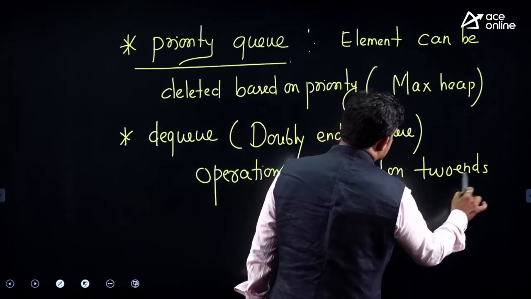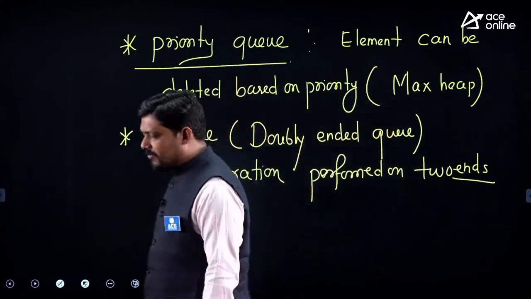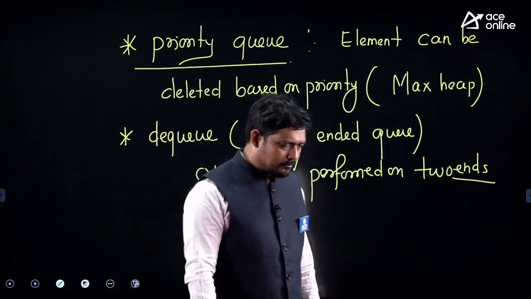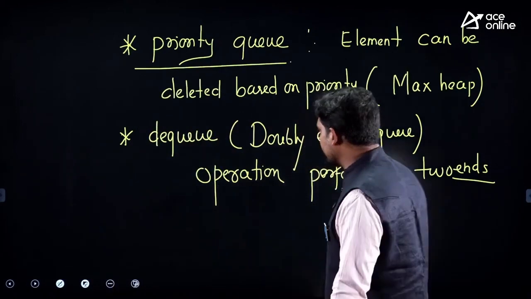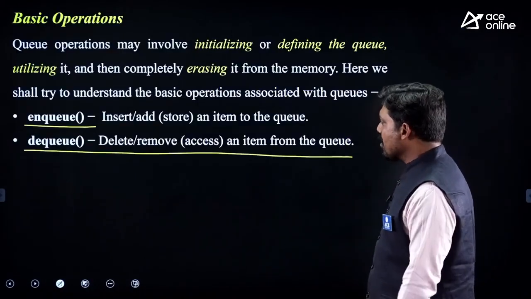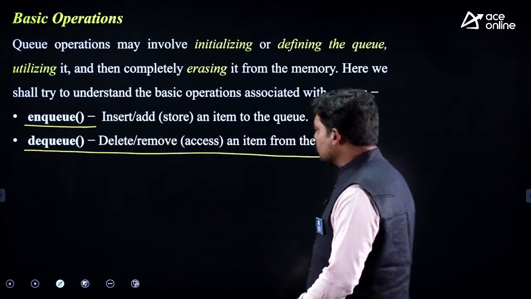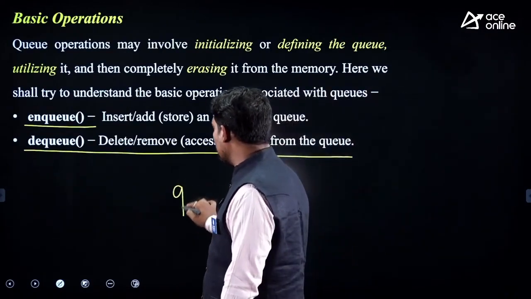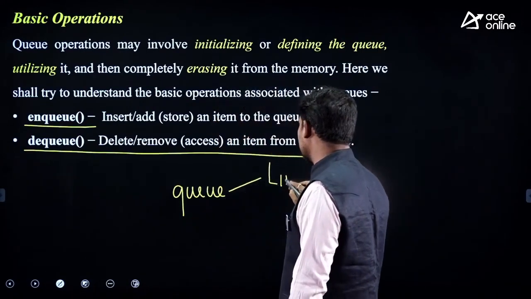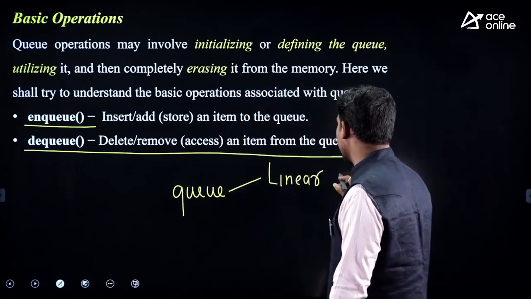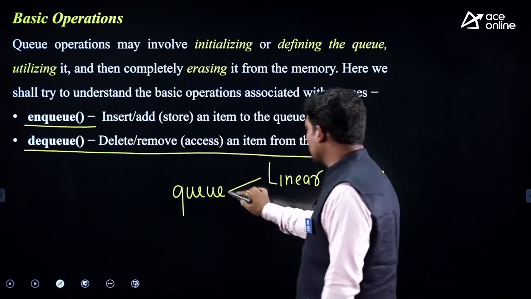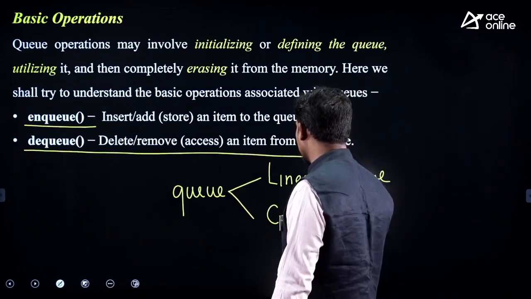So basically a normal queue is a first in first out FIFO data structure, and two more queues are here, the priority queue and the D queue. Remember those terms. A normal queue also has two categories. One is called the linear queue, and another one is called the circular queue.